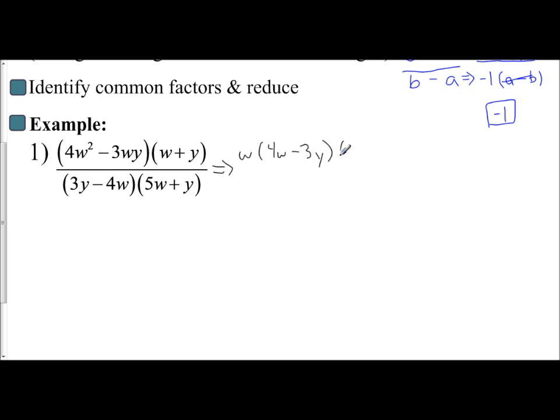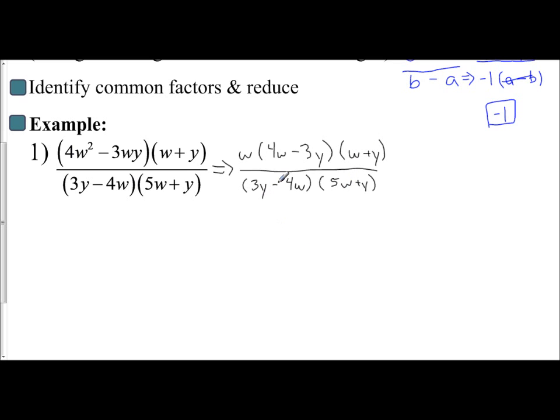This w plus y cannot be simplified any further, so we leave it alone. I cannot simplify this 3y minus 4w on the bottom. And the 5w plus y cannot be simplified any further either. And so everything's completely factored. Can I cross anything out? We see w plus y here, but on the bottom we have a 5w plus y. It's not the completely same object, so we cannot cross them out.